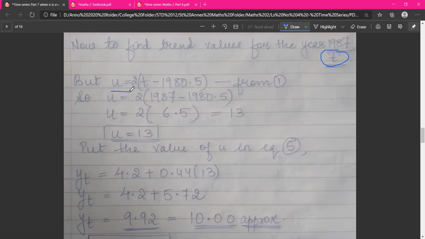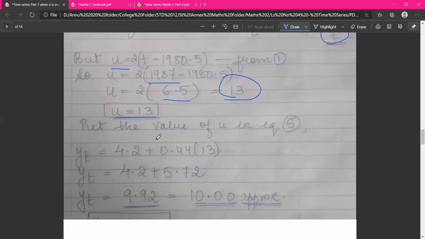So what was the formula? U equals 2 times (T minus 1980.5). This was from equation 1. So now in place of T, I'll put the value 1987. So 1987 minus 1980.5, I get 6.5. So 2 times 6.5 is nothing but 13. So the value of U, I got it to be 13.